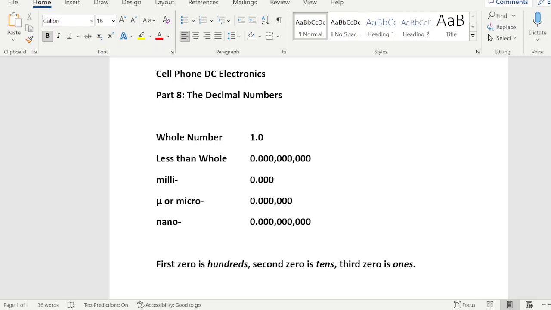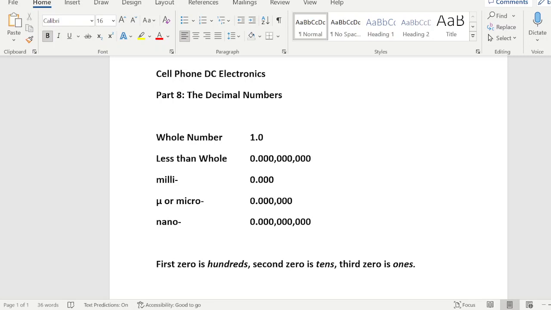So the first 3 zeros behind a whole number in electronics are milli. So millivolts, milliohms, millihenries, millifarads, right? Anything on the right side of the decimal, the first 3 numbers are going to be milli.